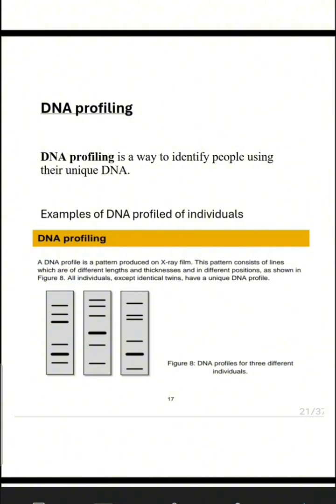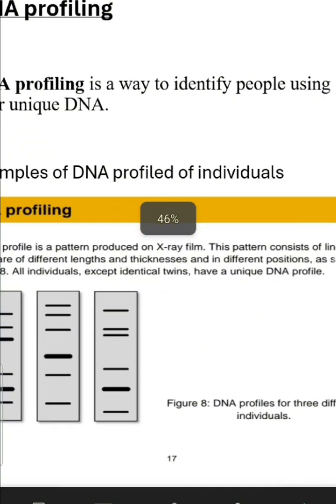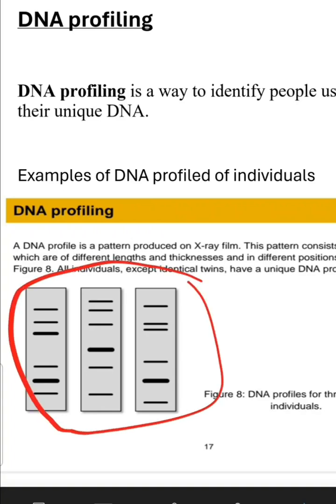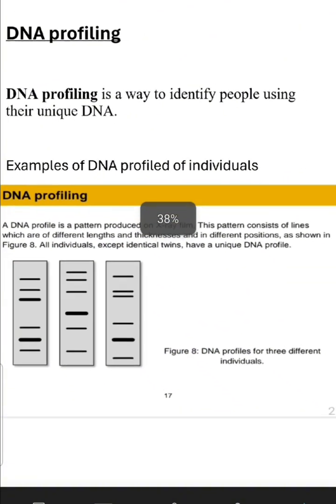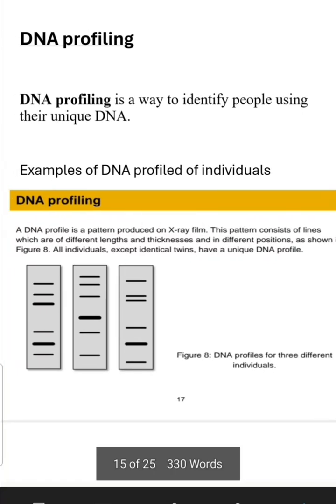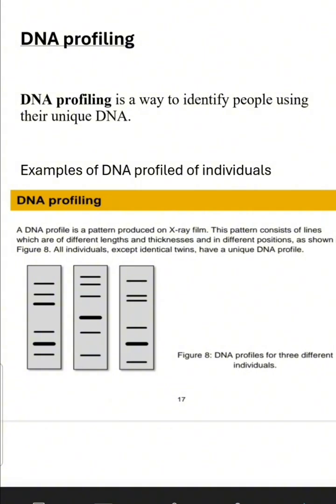That DNA trace looks like an X-ray film like this here. So they look something like this. You'll definitely find a question on DNA profiling with this structure in the exam, right? This pattern consists of lines which are of different length and thickness, and in different positions, as shown in figure 8. All individuals except identical twins have a unique DNA profile.